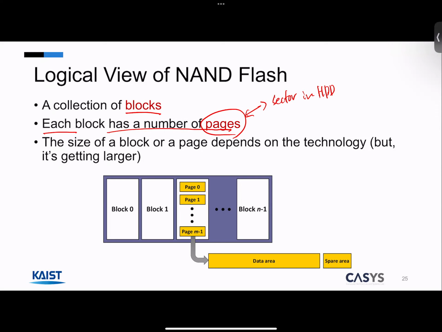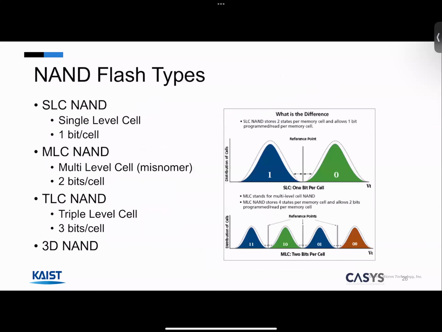The size of a block or a page depends on the vendor. So Samsung, Micron, Hynix have different block sizes and different page sizes. Today they are getting larger. So these are blocks, and logically there is a unit of I/O, which is pages, with multiple pages consisting a block. These pages have flash cells. The flash cell is the minimal unit that stores the information.